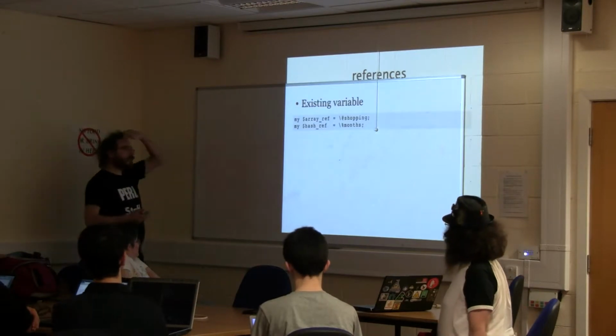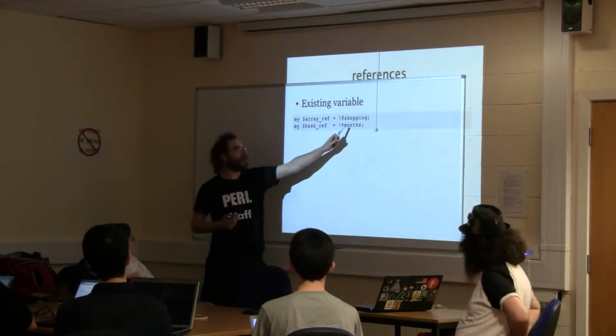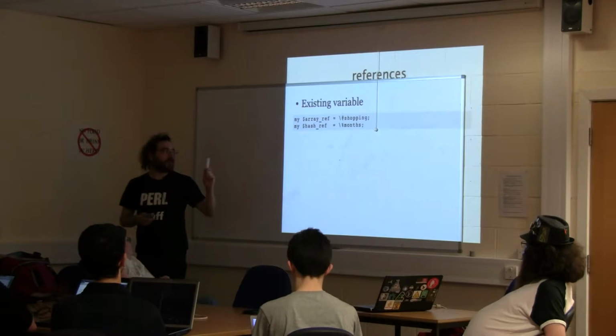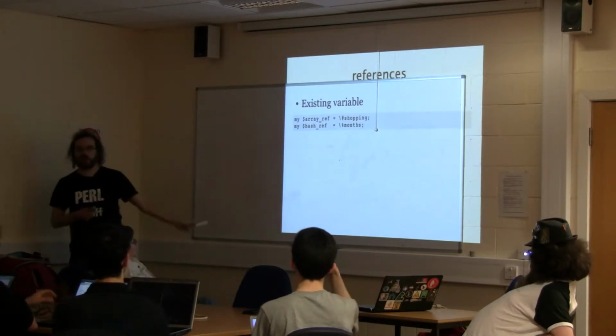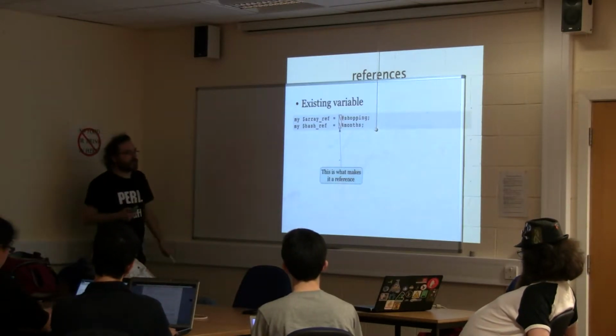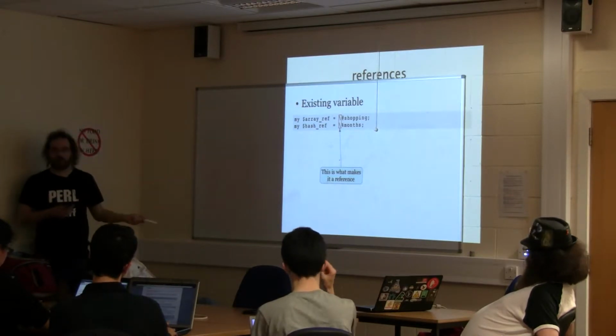To do this with an existing variable, we've got our shopping here and our months here, which are the array and hash that we created earlier. To make those a reference, we put a slash at the start, and that magically turns it into a reference. So that's turning an existing variable into a reference.